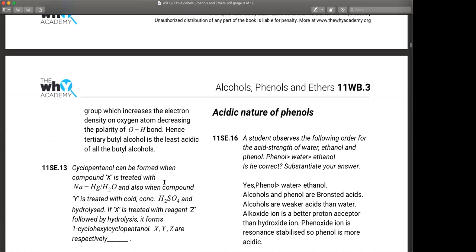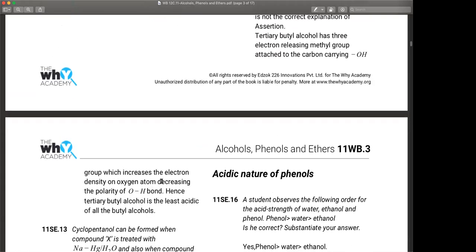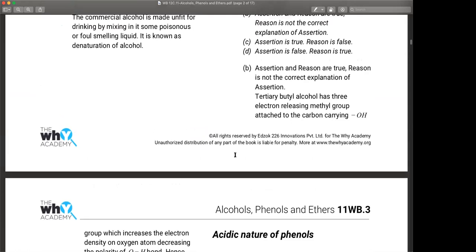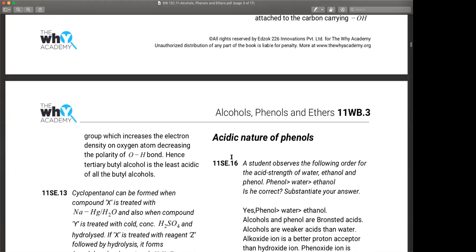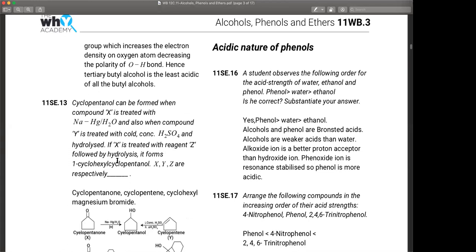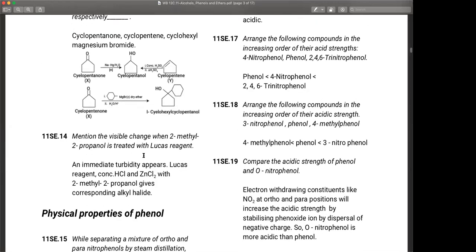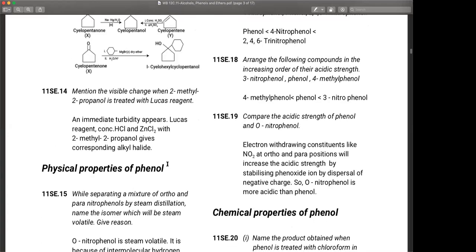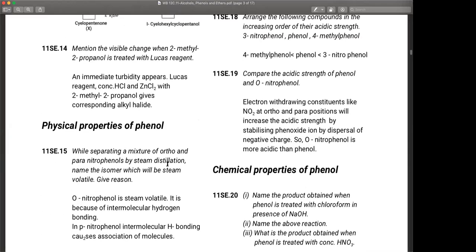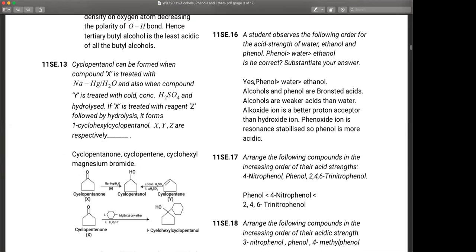Okay, Se13 has, yeah, so the answer for this is B. 13th question has some equations that we have not studied yet. Lucas reagent also we have not studied yet. Okay, so we'll resume with the chapter.